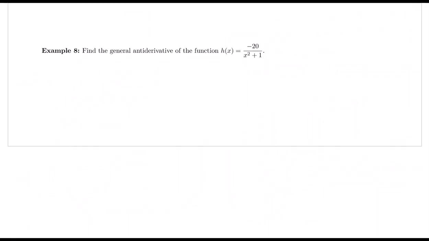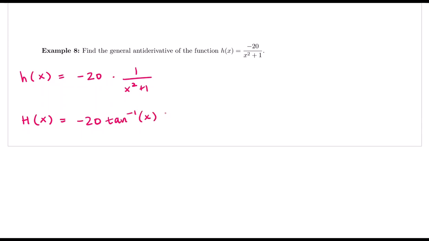Example 8 says find the general antiderivative of the function h of x is equal to negative 20 over x squared plus 1. I'm going to start by rewriting h of x as negative 20 times the fraction 1 over x squared plus 1. I think this will make it a little bit easier to see that capital H of x is equal to negative 20, and then the antiderivative of 1 over x squared plus 1 is arctangent or tangent inverse of x, and then we include our constant of integration.